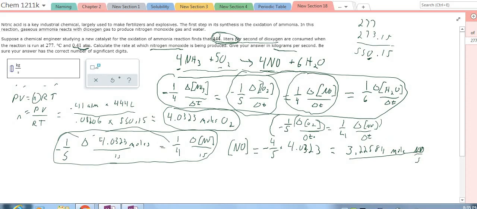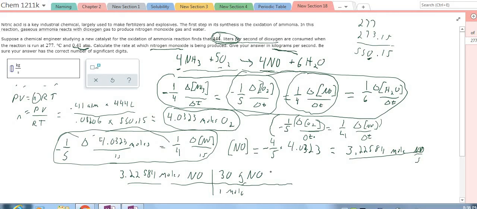Alright, but it's not asking for moles. What's it asking for? Kilograms for every second. So let's just go ahead and do some conversions here. So I'm just going to bring that 3.22584 moles of NO every second. Okay, so when I do that, I know that in 1 mole there are going to be 30 grams of NO. But it doesn't want it in grams. Remember, it wants it in kilograms.